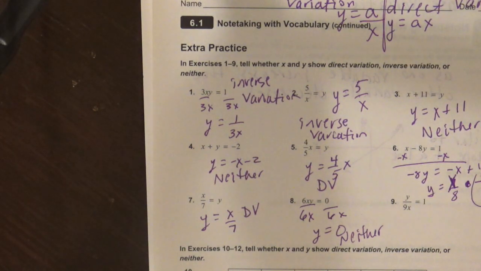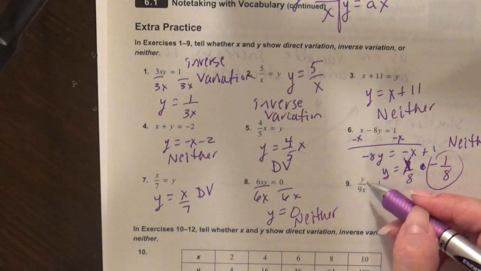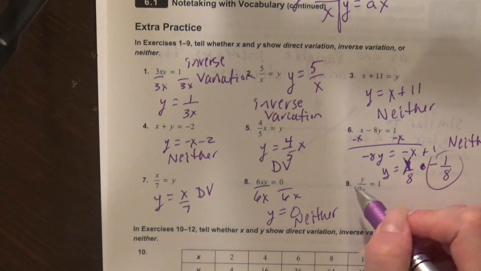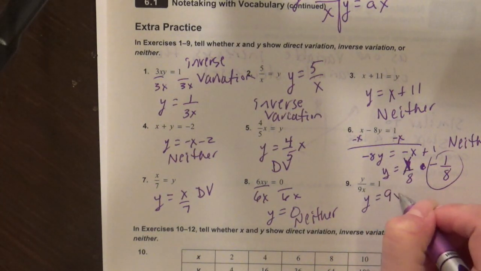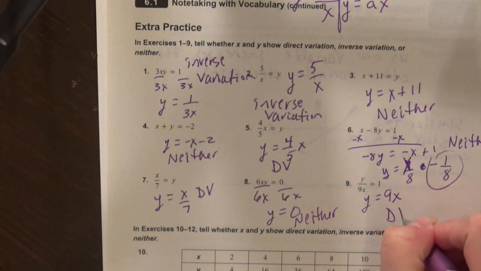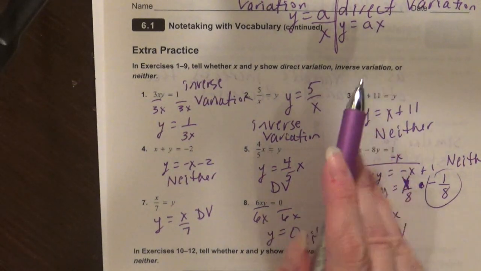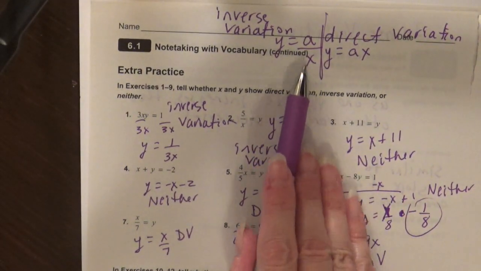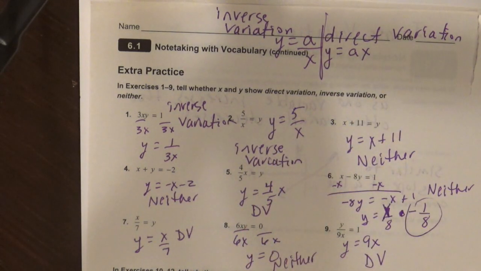And then for number 9, I need to solve that for y. To do that, I can multiply both sides by my common denominator, 9x. So if I multiply both sides of this by 9x, I'm getting y equals 1 times 9x. So I can see that this is direct variation. Okay? So you're just checking to see which form it's in. If it's a constant divided by x, it's inverse variation. If it's a constant times x, it's direct variation.